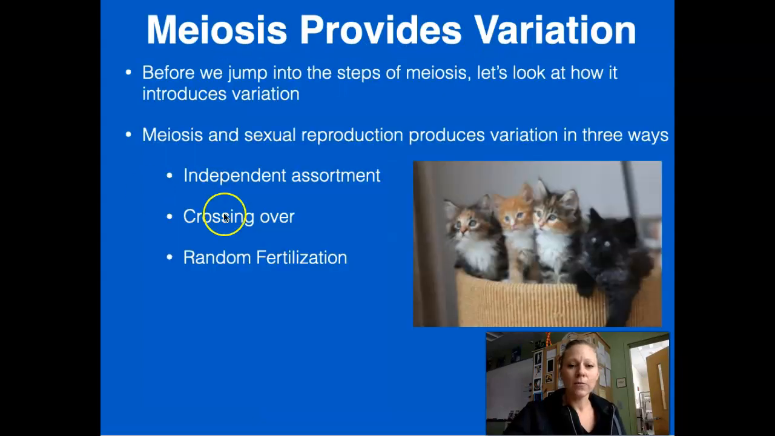So let's first talk about what variation is and where it's introduced. If we look at all of these kittens, they are siblings, but we can see that they all look different. They came from the same parents, but they all have different genes which make them look different, and they are adorable. It is these three processes that we're going to talk about that play a role in helping these kittens all look really different.